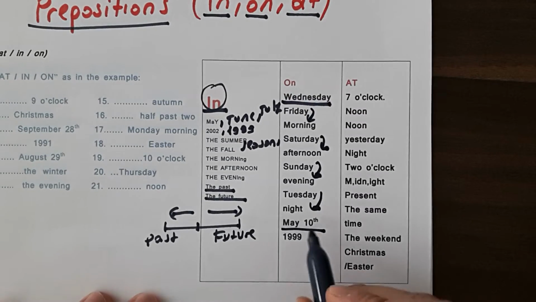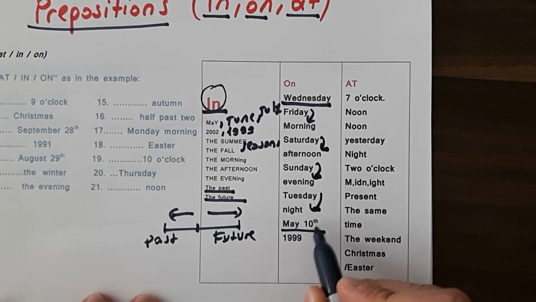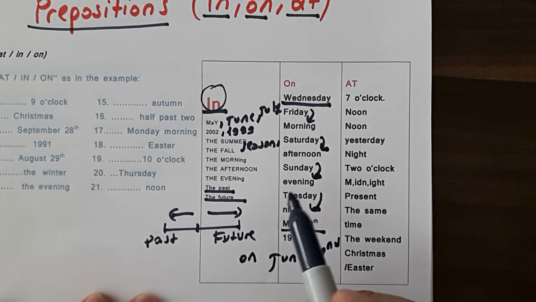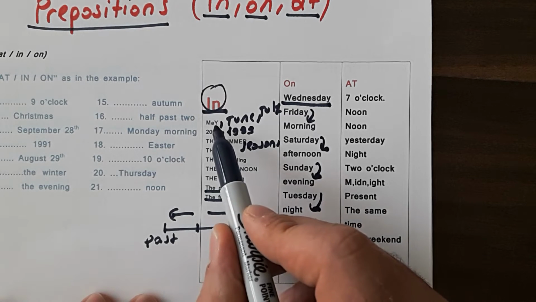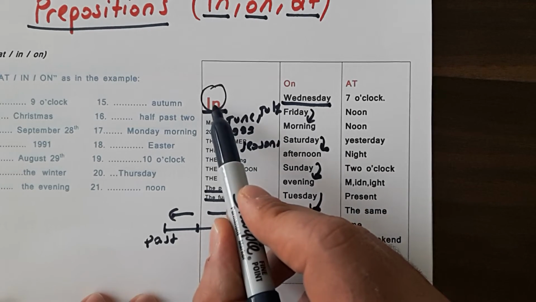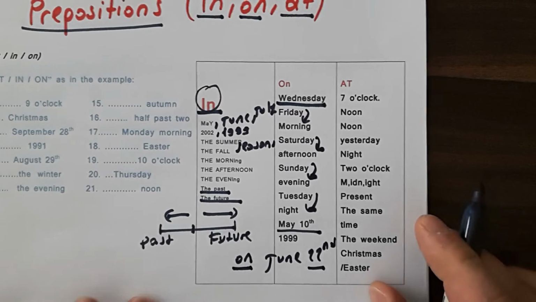While we are using the date together with 10th, or for instance June the 22nd, we are using on. But while we are using only May, June, July, we are using in. But with a date, we are using on.